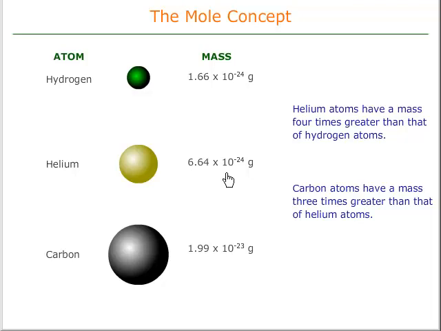Now these masses are so incredibly small, we're never ever going to use them. We can't weigh out one hydrogen atom, we can't weigh out one helium atom. The numbers are not much use to us really. What's far more valuable is knowing just how many times bigger helium is than hydrogen. A helium atom has a mass 4 times that of a hydrogen atom.